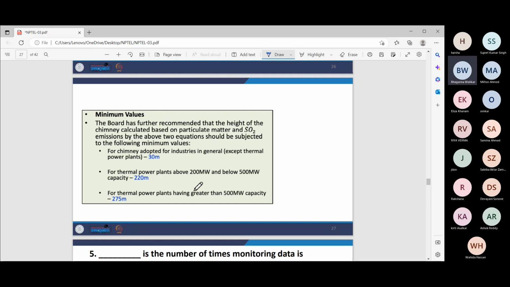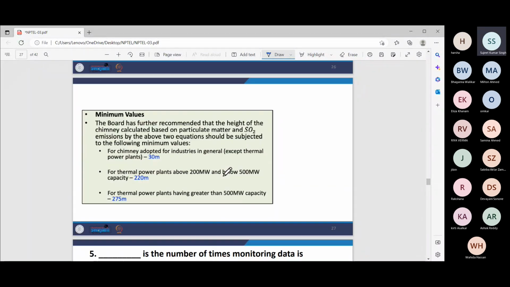Ma'am, the emission of pollutants is high compared to other industries. NOx generation is there. That's why the stack height is kept higher. Yeah, correct. Basically, as compared to other industries, in thermal power plants the air emissions are very much higher. So that is why this difference is kept here.